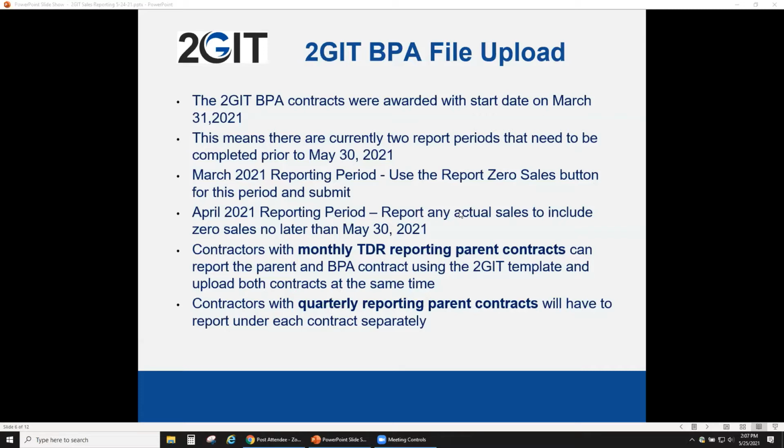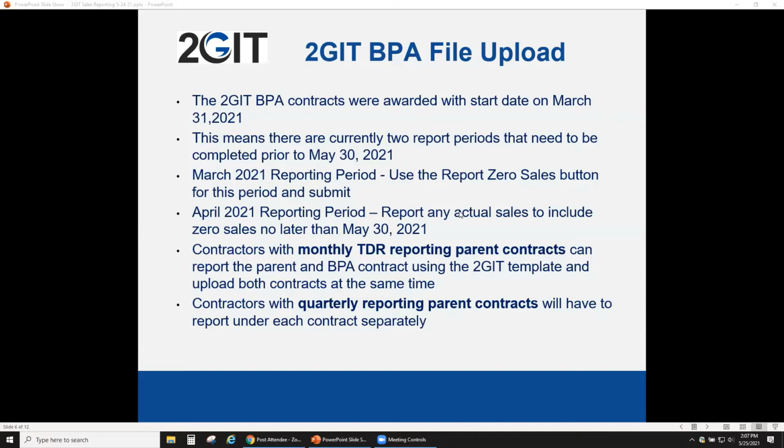Again, the contract was awarded and shows in our system as awarded on March 31st, but the requirement also rolls up to where you have to report for March. Easiest way for your contract to report for March is going to be to log into the system, do the report 0 sales button, and submit that. That'll cover March. April 2021 reporting is also going to be due by May 30th.